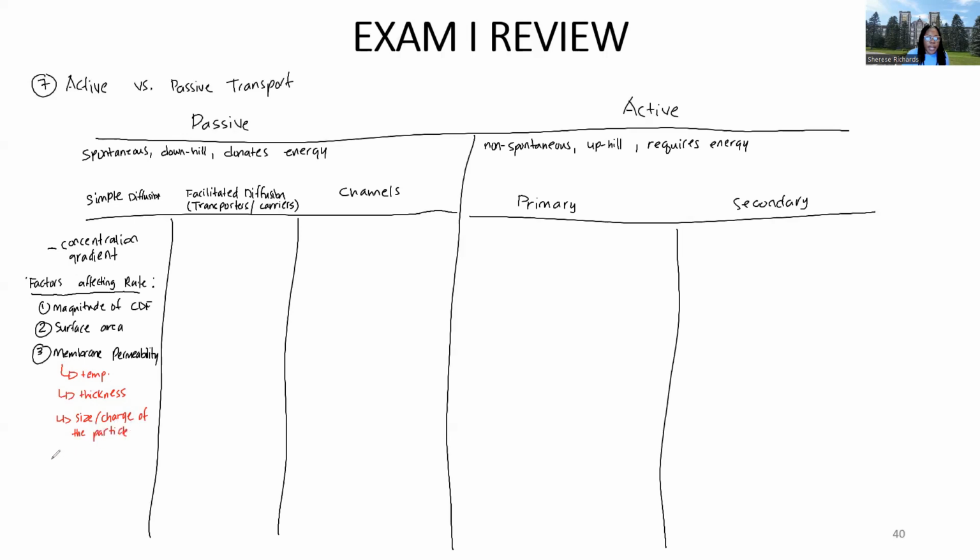Okay. And so these are factors that affect the permeability. They don't necessarily affect the rate of simple diffusion. So let's say we had a thick membrane, that's going to decrease the membrane permeability. But what's going to affect the rate is going to be things like the magnitude of the driving force.